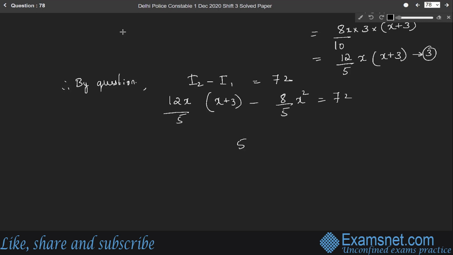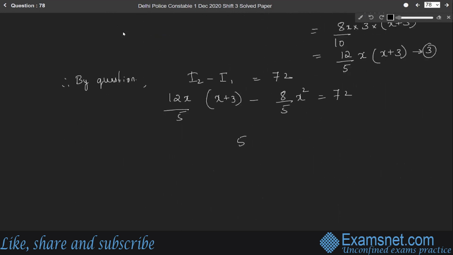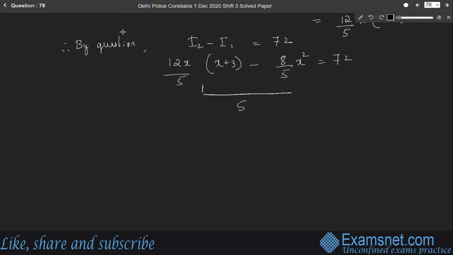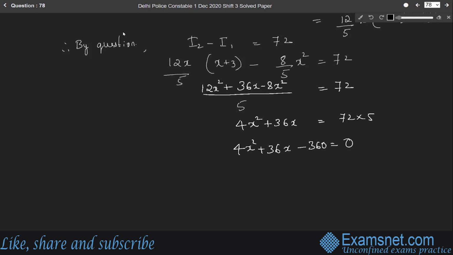Here 5 is the LCM. So 12x square plus 36x minus 8x square is equal to 72. Right? You can write it as 12x square minus 8x square is 4x square, plus 36x is equal to 72 into 5, or 4x square plus 36x minus 360 is equal to 0.